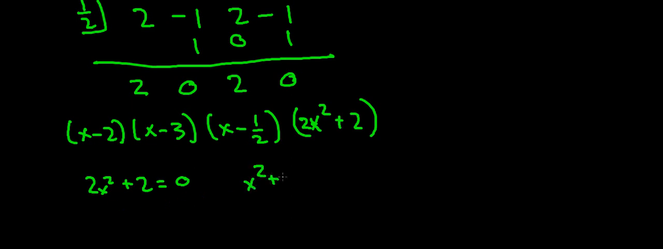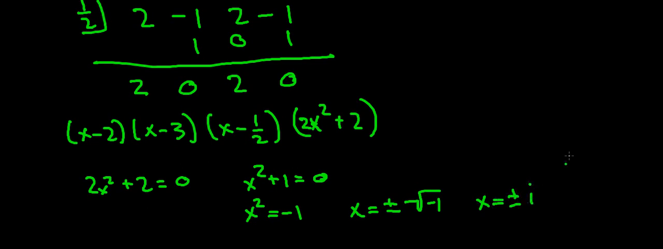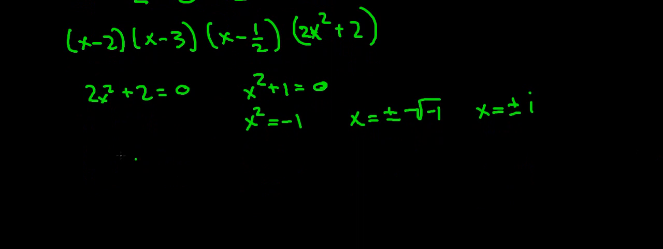We get x squared plus 1 is equal to 0. I subtract this 1 over to the other side. x squared is equal to negative 1. And I take the square root. So x is equal to plus or minus the square root of minus 1. And as we know, the square root of minus 1 is equal to i. So we say that x is equal to plus and minus i. So our zeros are 1/2, 2, 3, i, and minus i.